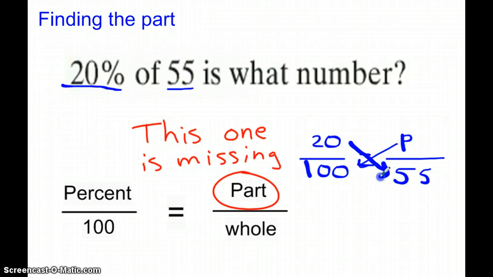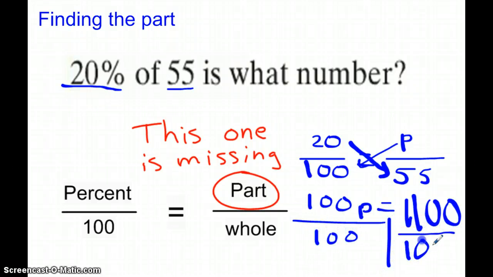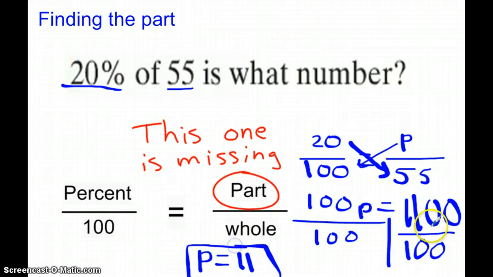You guys are pros at this by now. So we have 100p on one side, and that is equal to 20 times 55, which is 1,100. Then, like we're trained to do, we divide by 100 on both sides, which basically means we're just taking these zeros off, and our part in this case is going to be 11. You can check that on your calculator: 1,100 divided by 100, we get P equals 11. So the part, 20% of 55, is 11.